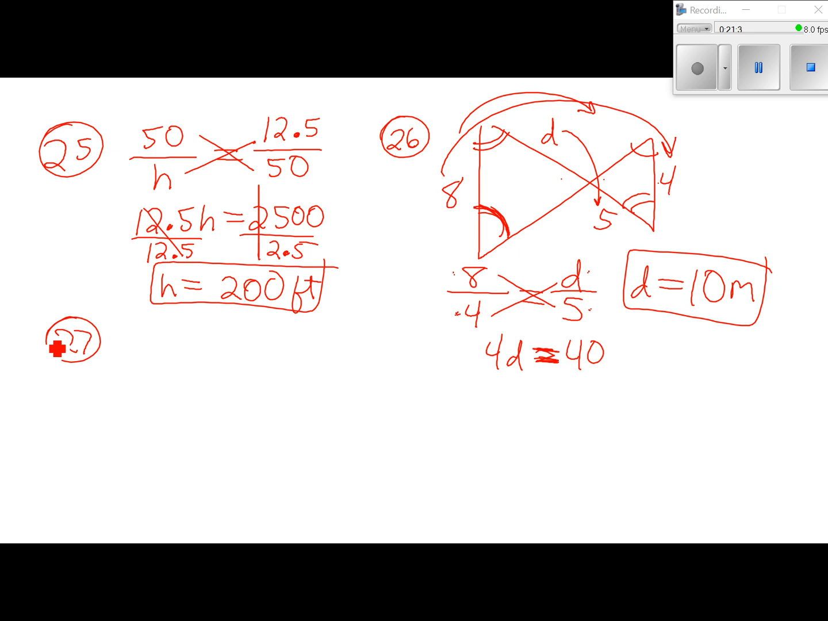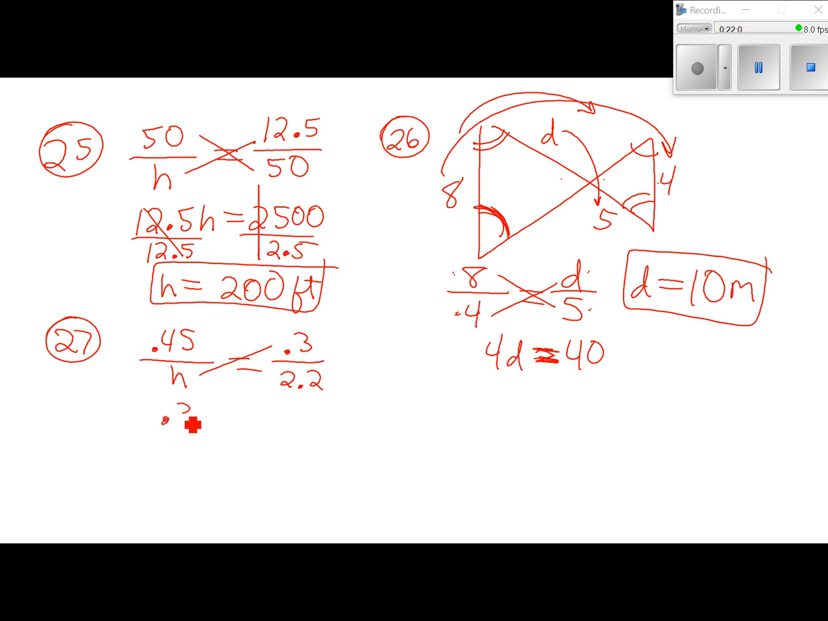27. We got a tree and looks like a dog or something. Just going to set up the proportion. Height of the dog is 0.45 meters. Height of the tree we don't know, that's H. Shadow of the dog is 0.3 meters. And shadow of the tree is 2.2 meters. It's hard for me to read.